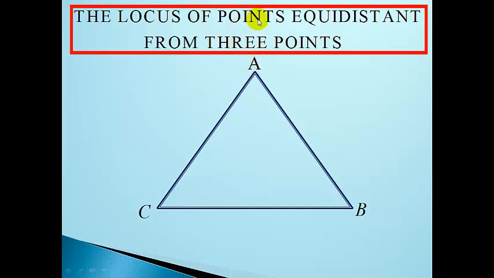To construct a locus of point equidistant from 3 points, we need to bisect any two of the lines, either AB and BC, or AB and AC, or AC and CB. Any of the two lines, we bisect any of the two lines. Now let's bisect the line AB.